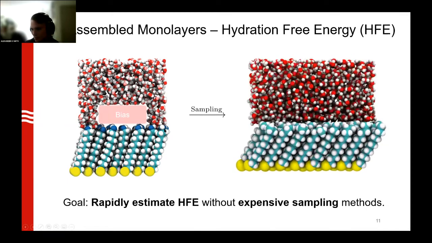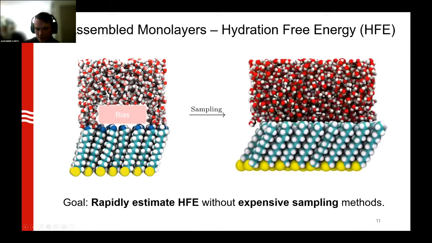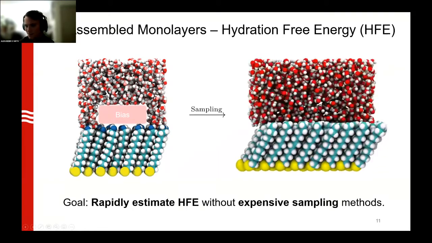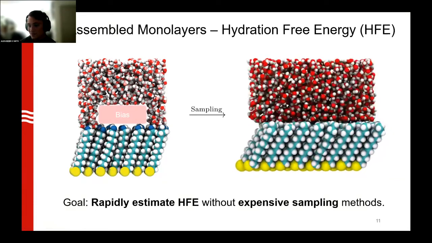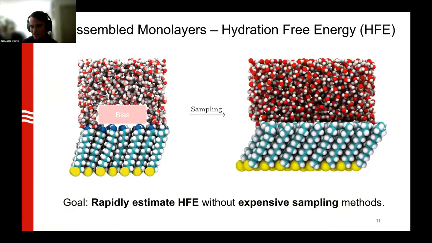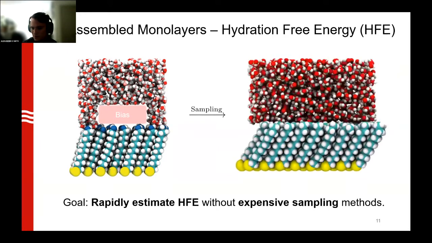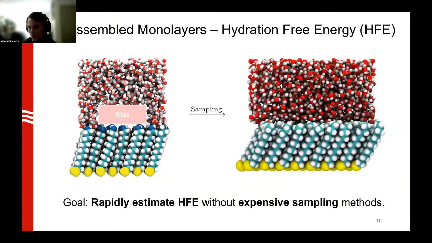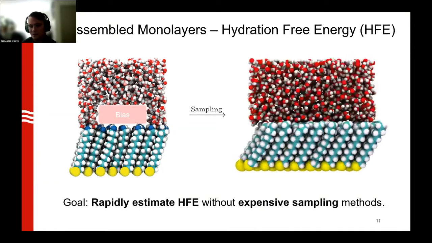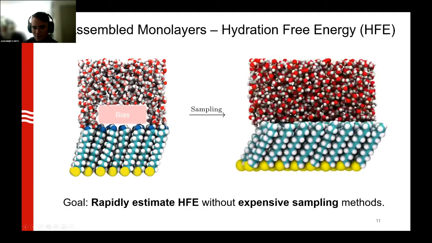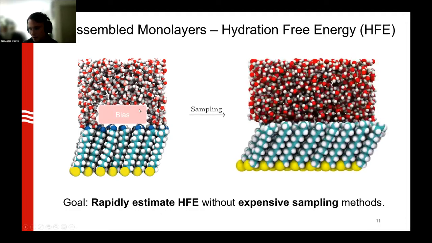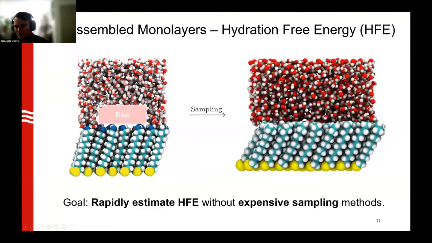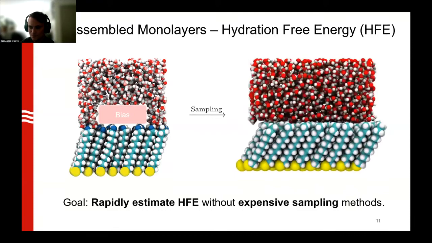The idea behind this is that on the left-hand side, we have a snapshot of our simulation, and in this simulation, we create a probe volume. In this probe volume, we bias the molecules that enter the volume to leave the volume. The goal here is to sample the probability that this volume will contain X number of molecules. So we're trying to construct a probability distribution and understand the probability that there are 10, 20, 30, 50, 100 molecules in the system. Understanding that probability allows us to accurately compute hydration-free energy.